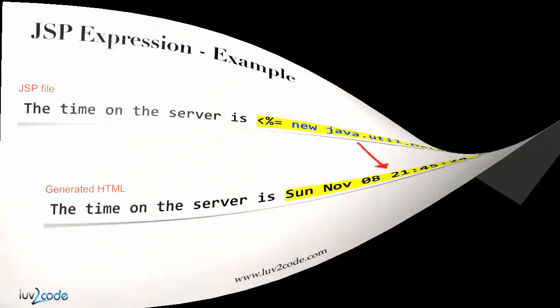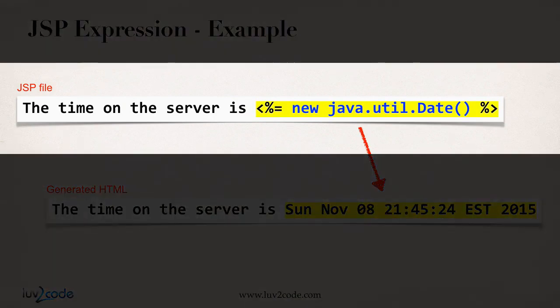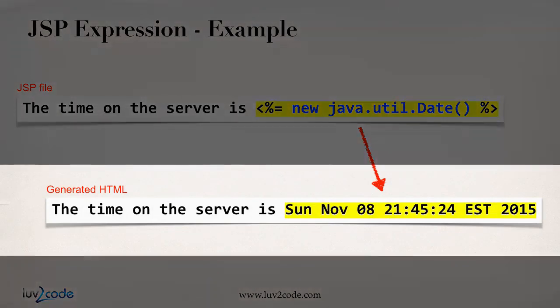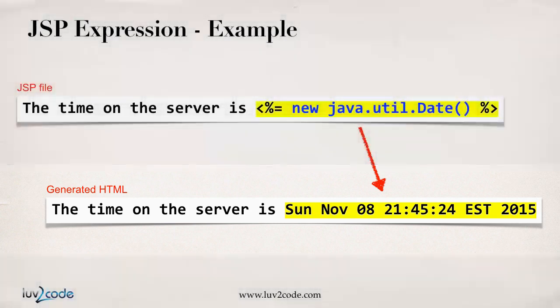And here's an example, and we saw this from the previous Hello World video. In your JSP file, you can say the time on the server is, and then you can add an expression. Again, remember, angle bracket % with an equal symbol, and we can place a Java object there. Once this is processed by the server, the generated HTML is simply the toString version of that given date object. But let's take a look at some more examples of using JSP expressions.